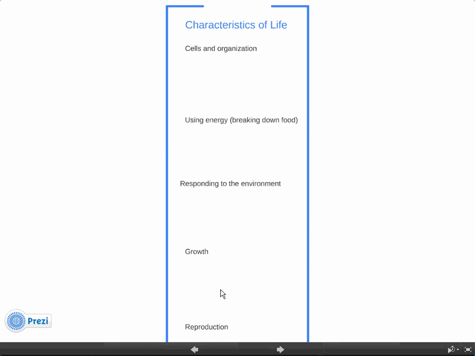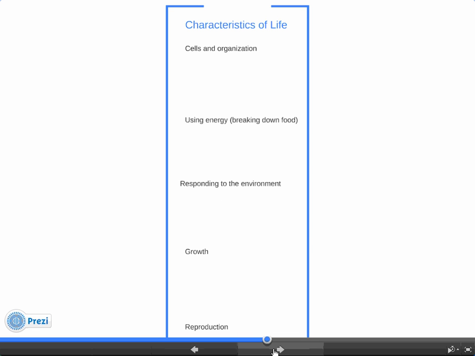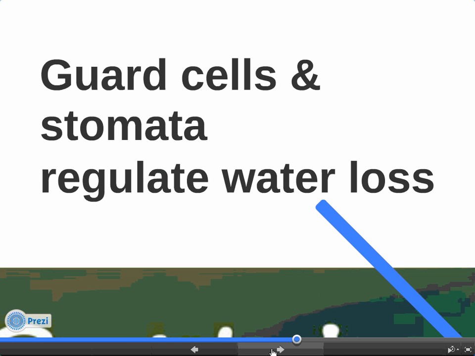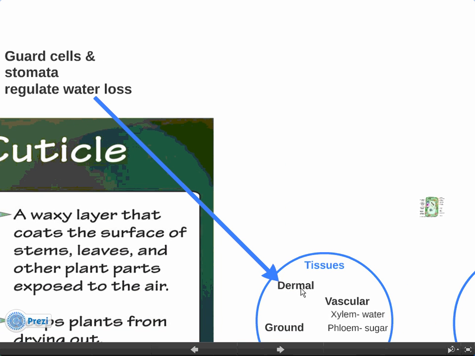Okay. So the next characteristic of life is being able to respond to the environment. And we already gave an example of how a plant does this. The guard cells in the stomata, which is a part of the dermal tissue. Okay? These open and close due to how much water is in the plant and whether or not it's very hot outside. They open and close.